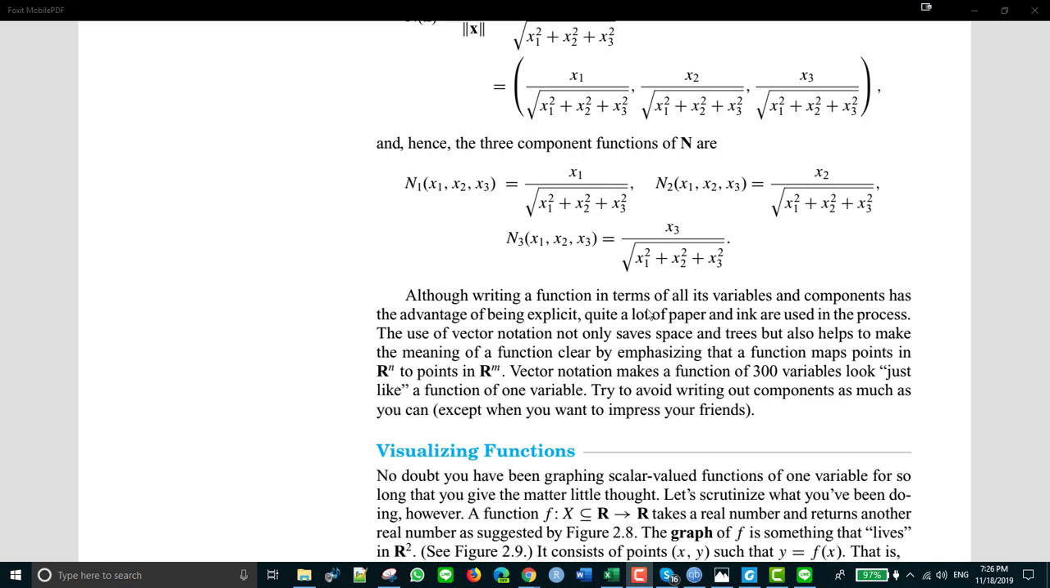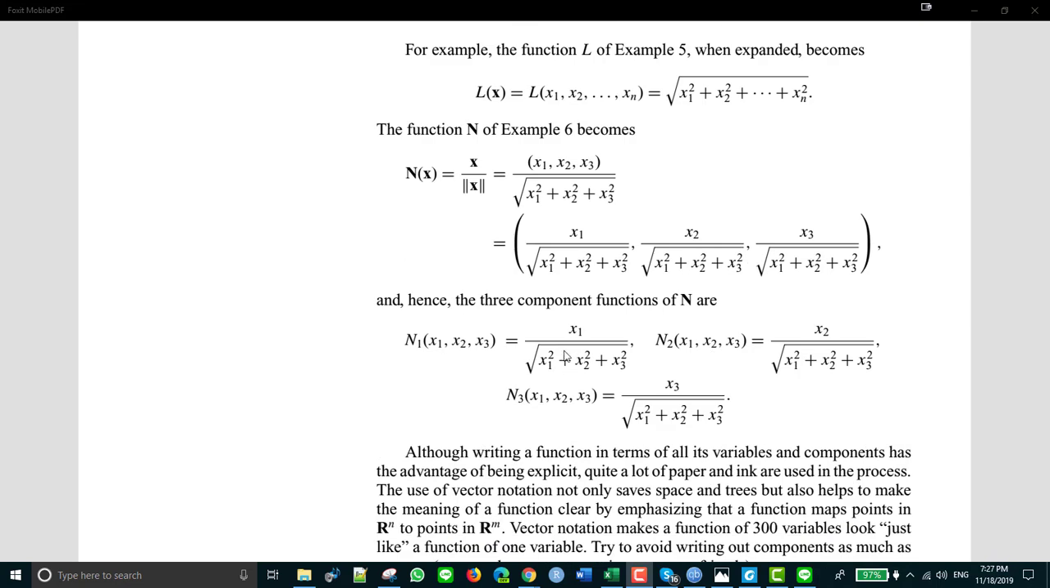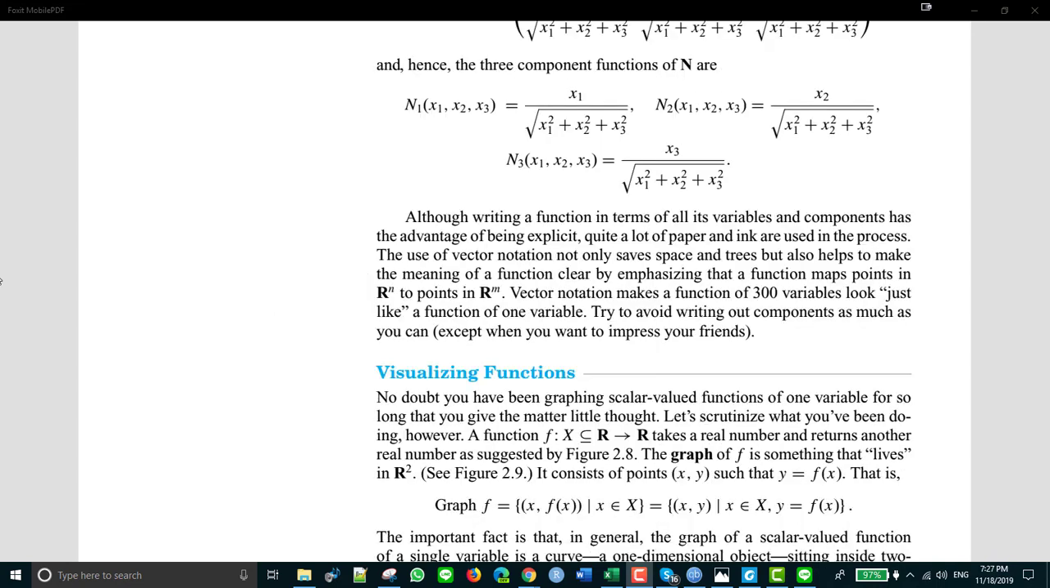So then she says, although writing a function in terms of all of its variables and components has the advantage of being extremely explicit, quite a lot of paper and ink are used in the process. The use of vector notation not only saves space and trees, but also helps to make the meaning of a function clear by emphasizing that a function maps points in Rn to points in Rm. So you could write it this way, and that gives you a certain insight into it. And you could write it this way. That gives you a different insight into it. So there are different reasons to write it in one way or the other.